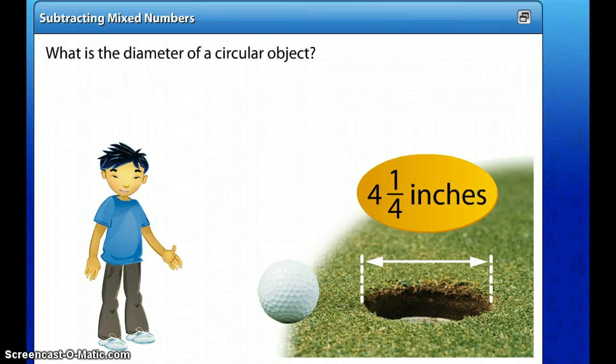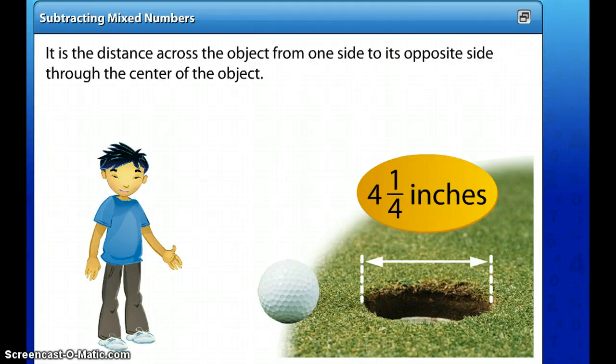If you were to pick out a middle point on a circle and then measure through that middle point from side to side, that would get you your diameter. See how they're showing it on here? The distance from one side of the circle to the other. That's where we're getting our diameter from. It is the distance across the object from one side to its opposite side through the center of the object.